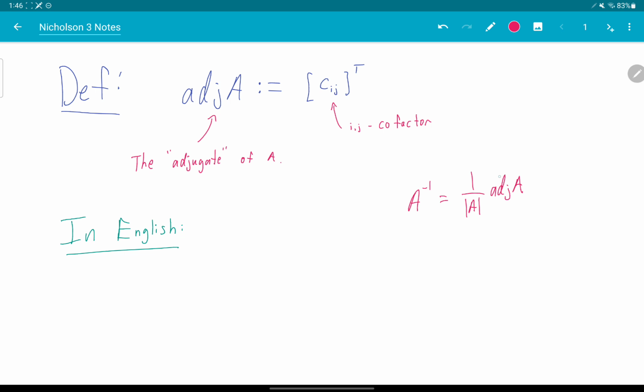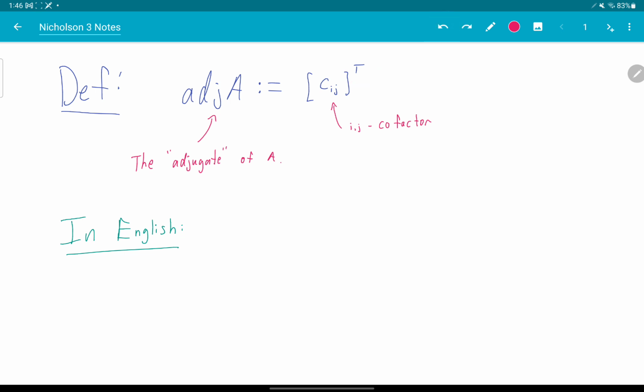So it gives us a new, don't write this down yet, I just want to motivate what we're doing now. So adjugate will have its uses. Okay, so it's composed of what's called the cofactor matrix, but then we transpose it.